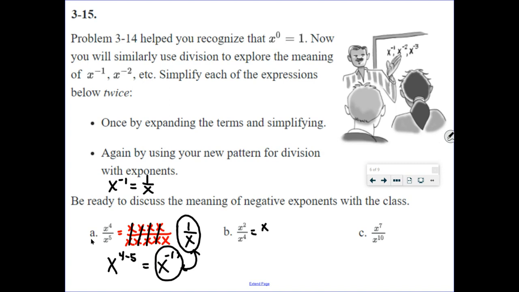Okay, so you should have had that, and then again they cancel out, and you're left with 1 over x squared. But if I follow the rules of exponents, x to the 2 minus 4 gives me x to the negative 2. Therefore, x to the negative 2 is the same as 1 over x squared. Try letter C now.